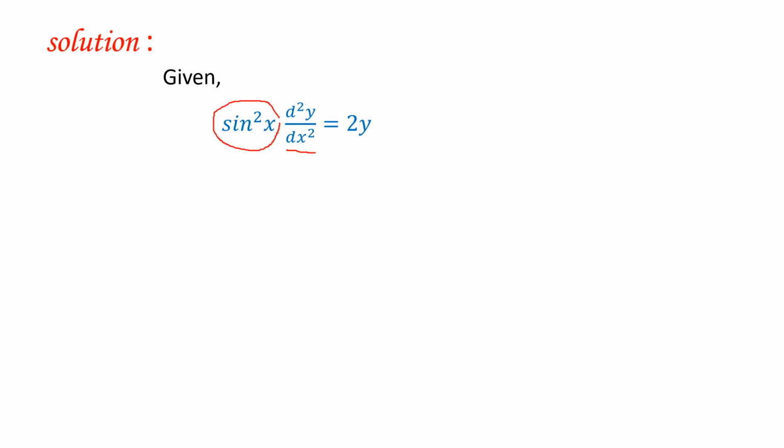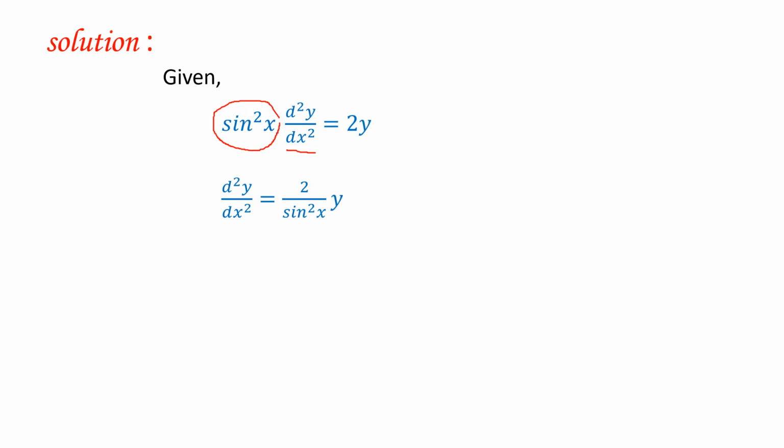We shall consider the given equation. Sin square x into d square y by dx square is equal to 2y. We should observe whether it is in the standard form. So the coefficient of d square y by dx square is sin square x. The coefficient of d square y by dx square should be equal to 1. Therefore, to make that, we shall divide throughout by sin square x.